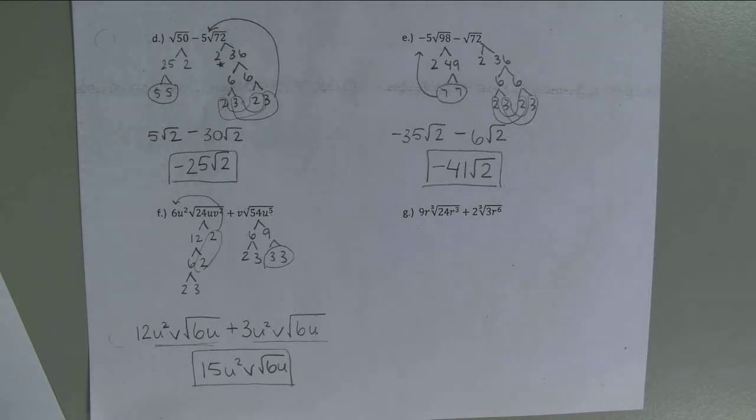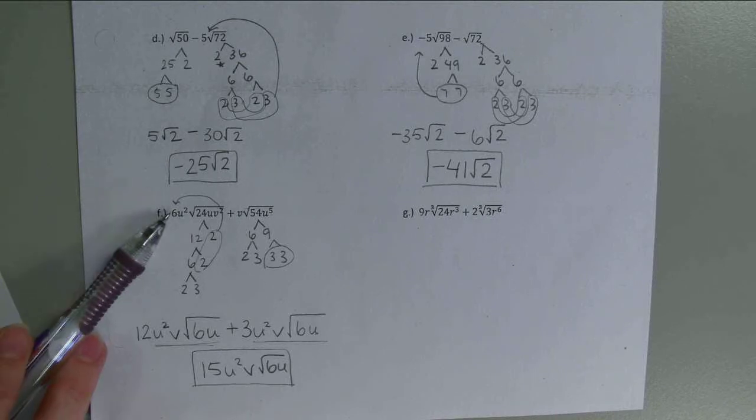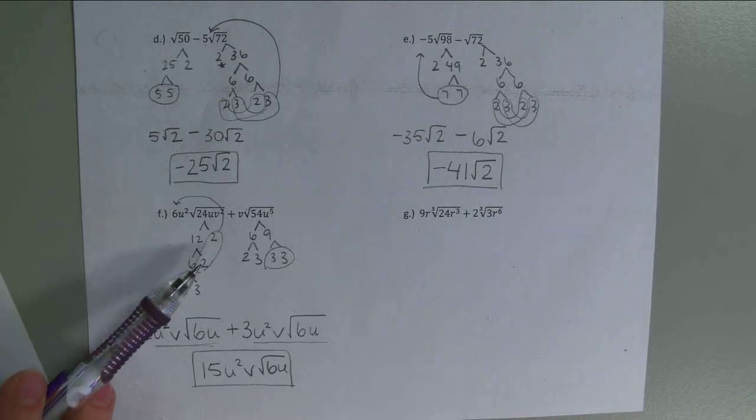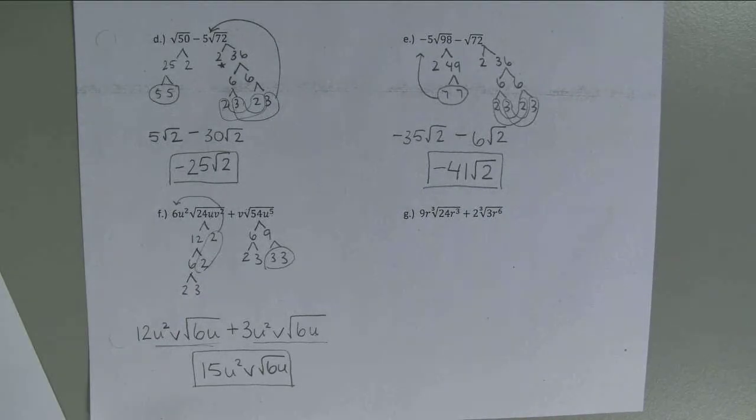Does anybody have any questions about any part of that? Yeah, how'd you get 12? The 12 was because we had the 6 waiting for the 2 to come out. So we had this 6 waiting, and then the 2 came out and multiplied. Oh, okay, gotcha, 12.